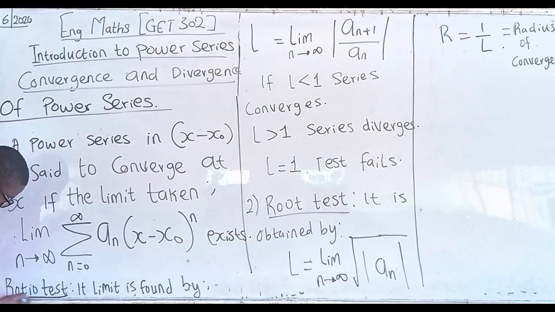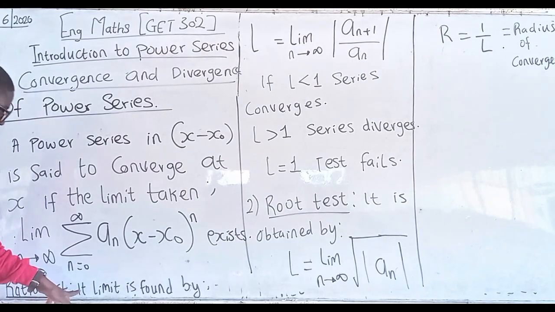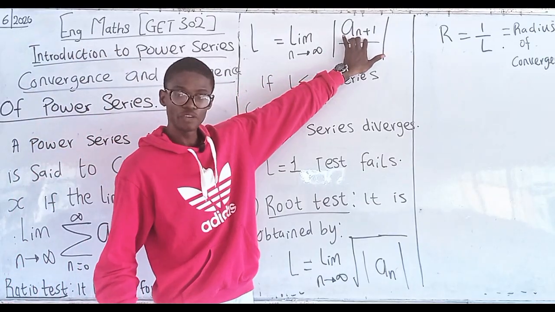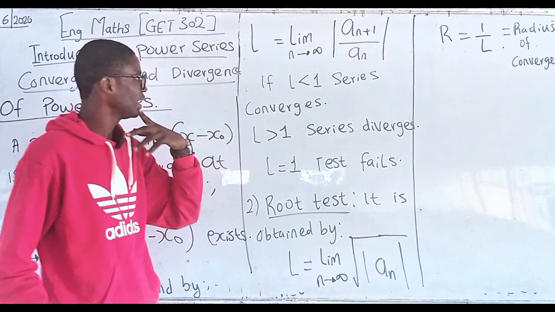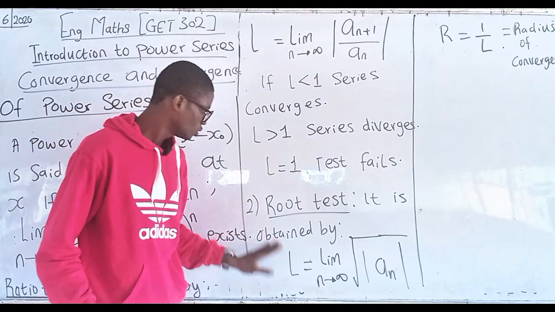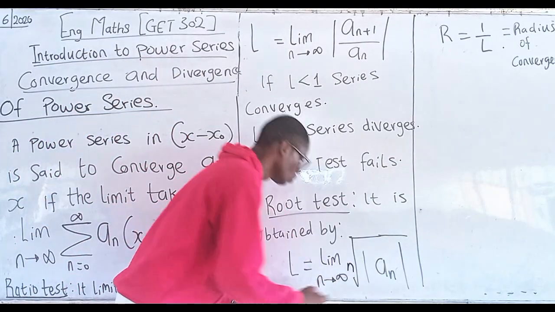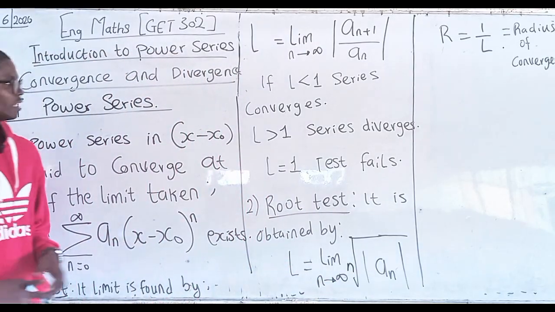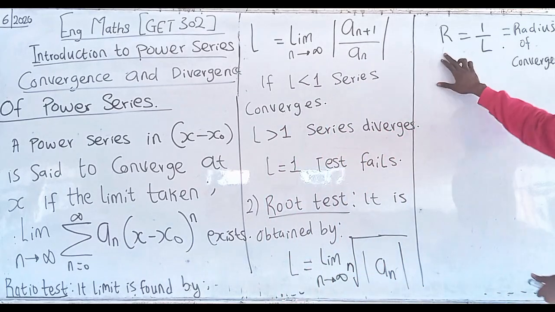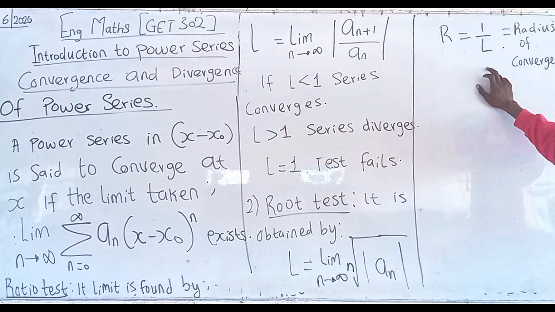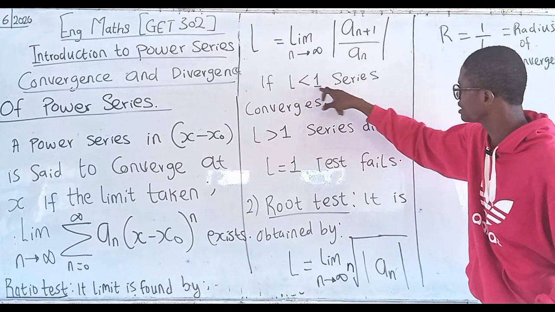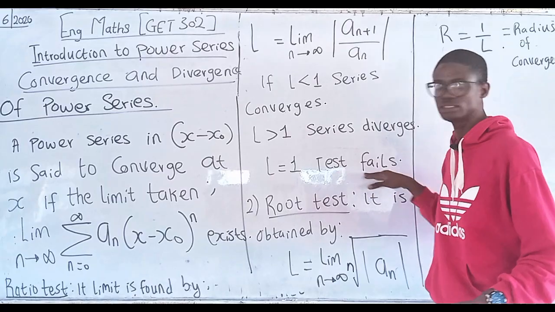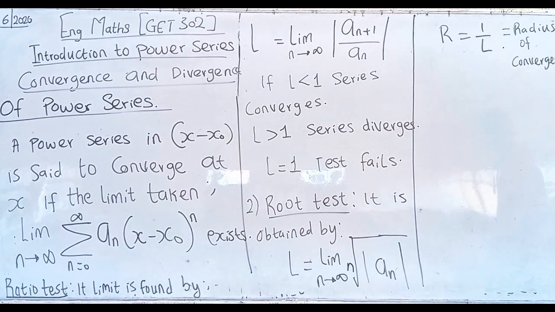To test for it, you can use the ratio test. The ratio test is gotten using this equation. You take the limit of the absolute value of a n plus 1 all over a n, or the nth root of the absolute value of a n. That's just it. Then the radius of convergence will be 1 all over that L. Are you getting me? The L now is, if it's less than 1, it converges. If it's greater than 1, it diverges. And if it is equal to 1, the series fails.